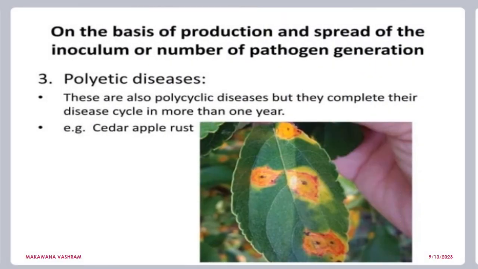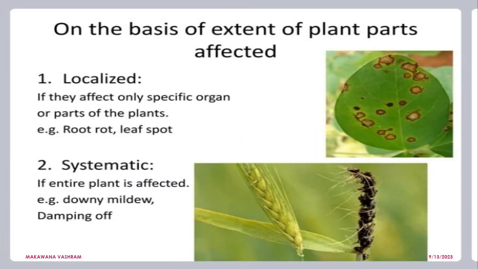Again, polycyclic. These are also polycyclic diseases, but they complete their disease cycle in more than one year. Cedar apple rust. On the basis of extent of plant parts affected: localized, if they affect only a specific organ or parts of the plant, for example root rot, leaf spot. Systemic, if the entire plant is affected, like downy mildew, damping off.